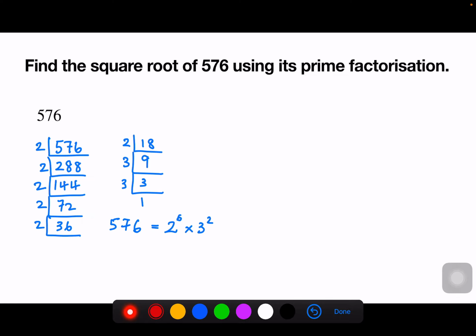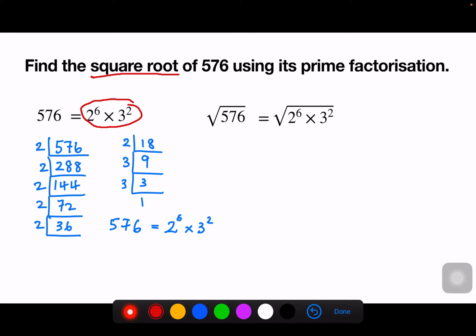Okay. Now, if you have done your own workings, you would have gotten the same answer as me. 576, expressed in the form of prime factorization, will be 2 to the power of 6 times 3 to the power of 2. So you're going to write it down over here. So how do we now find the square root of 576? To find the square root, the square root of 576 will be the same as taking the square root of its prime factorization.